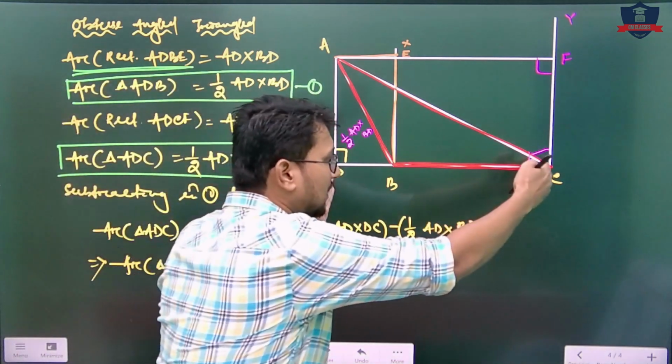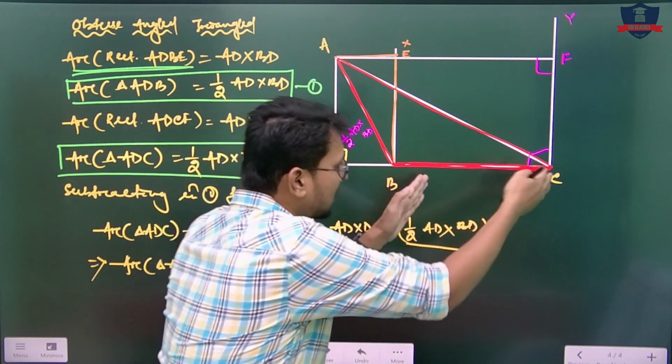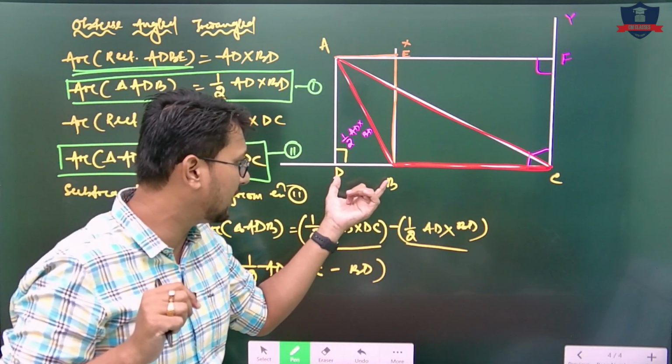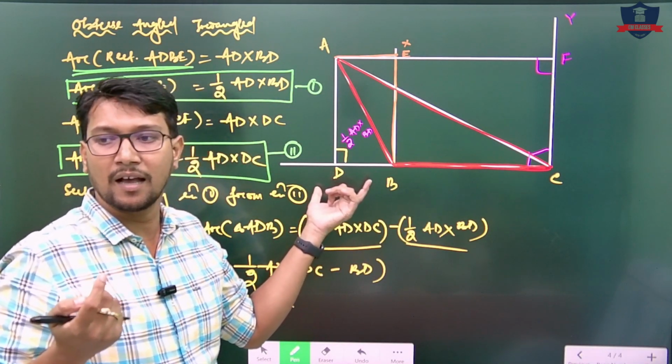DC means this line, right? White plus red is DC, right? Minus which one? BD.